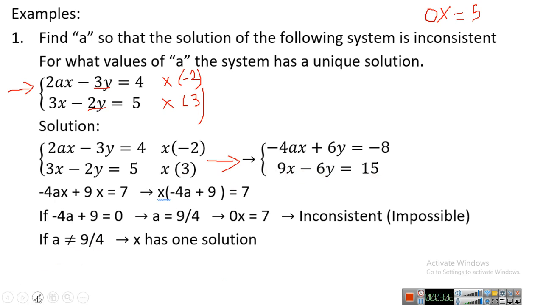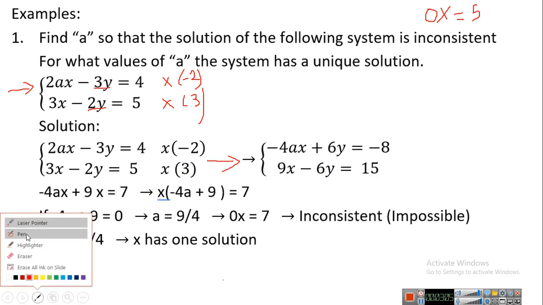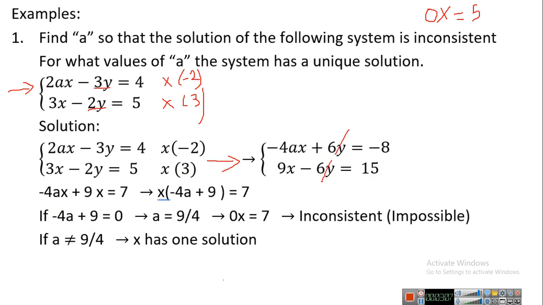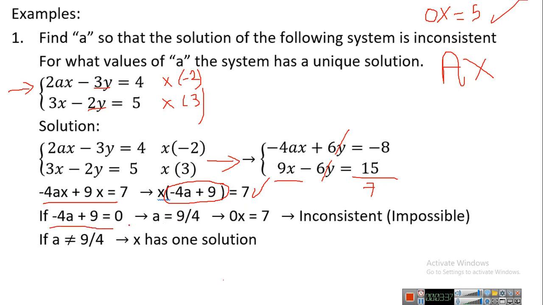Now if you continue, you're going to see 6y and minus 6y cancel, and minus 8 plus 15 is 7, and you have at the end minus 4ax plus 9x, as you can see. You always put x in factor, so you have minus 4a plus 9 times x equal to 7. To be inconsistent, it means the coefficient of x must be 0. The coefficient of x here is minus 4a plus 9, and you can realize here it's not 0, like we did here. So minus 4a plus 9 is 0, so minus 4a equals minus 9.